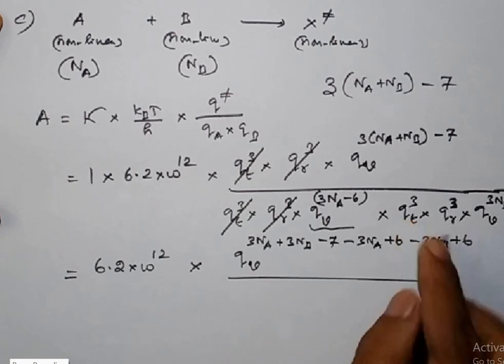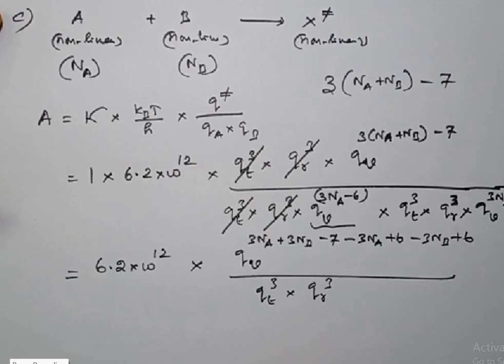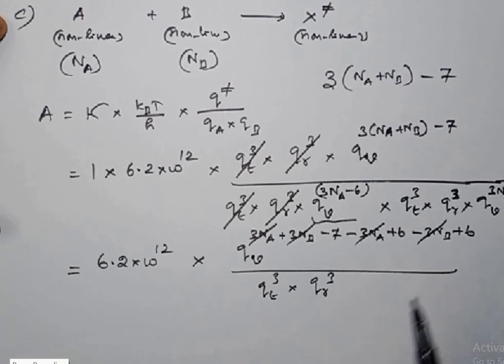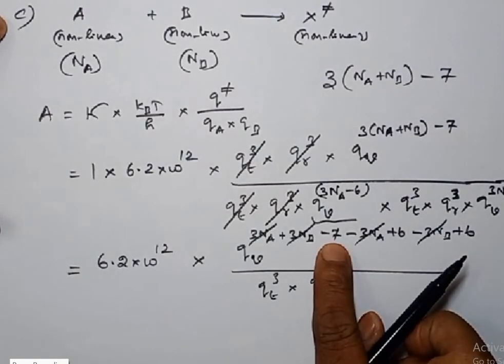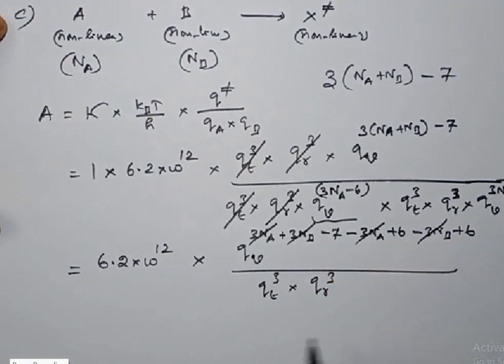Divided by QT cube, we keep it as such. QT cube and QR cube are there in the denominator; you just keep them as such. Now see here, 3Na cancels, plus 3Nb minus 3Nb cancels. Then we have minus 7 and plus 12 here. Minus 7 plus 12. So what do we get? Tell me.